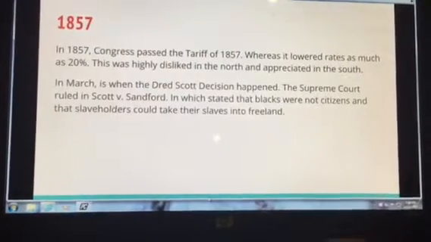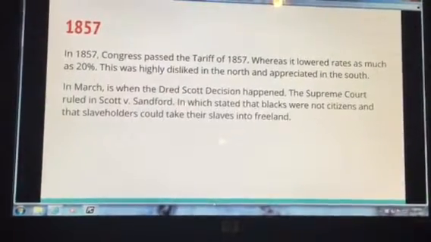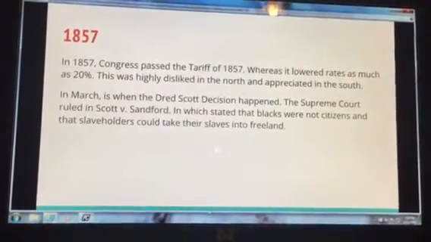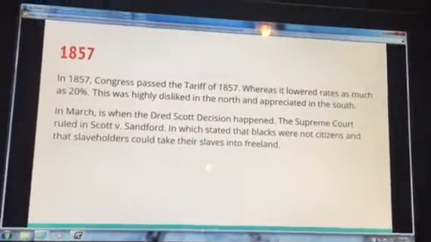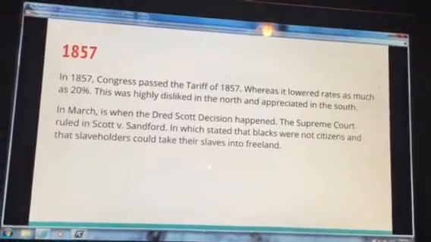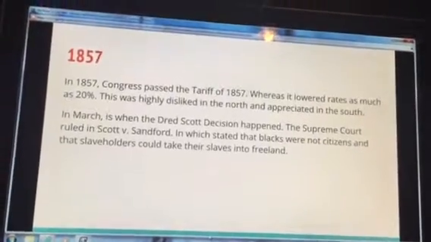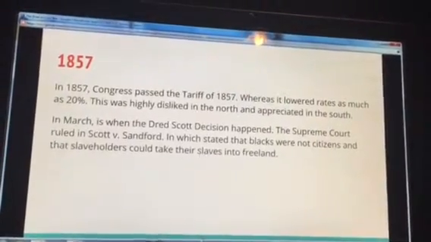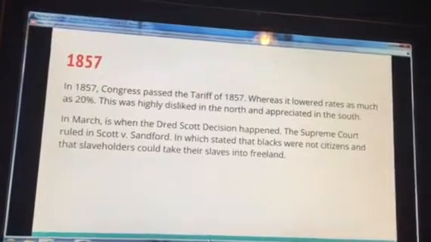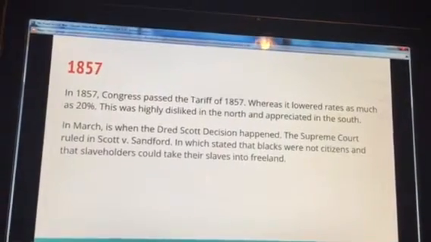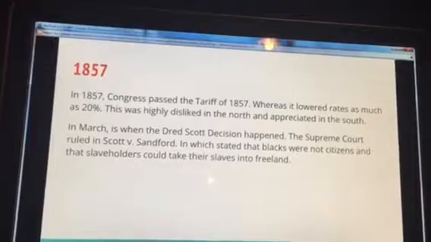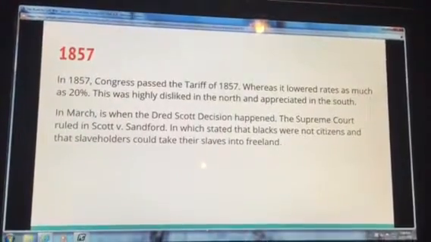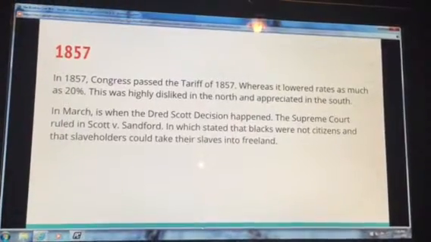In 1857, Congress passed the Tariff of 1857, whereas it lowered the rates by as much as 20%. This was highly disliked in the North and highly appreciated in the South. In March is when the Dred Scott decision happened. The Supreme Court ruled in Scott versus Sanford, which stated that blacks were not citizens and that slaveholders could take their slaves into free land.